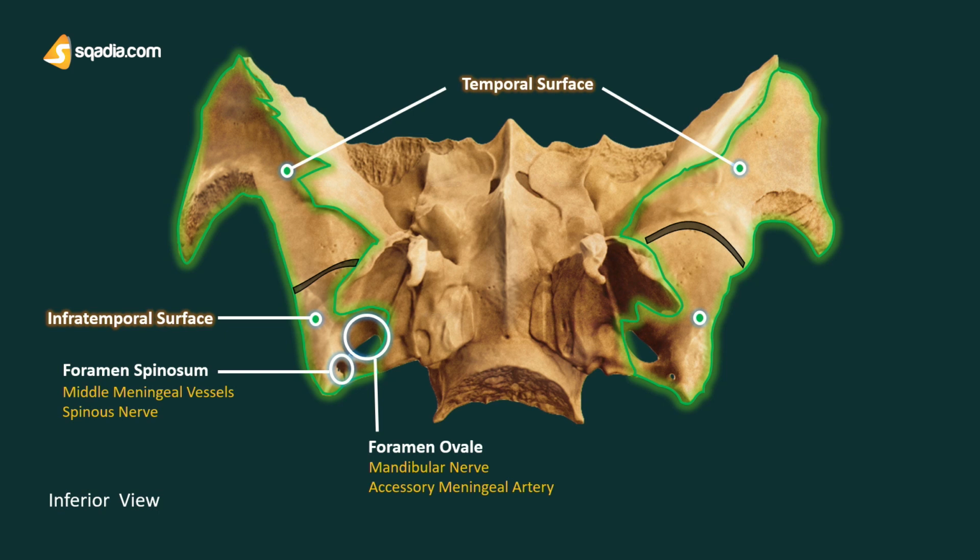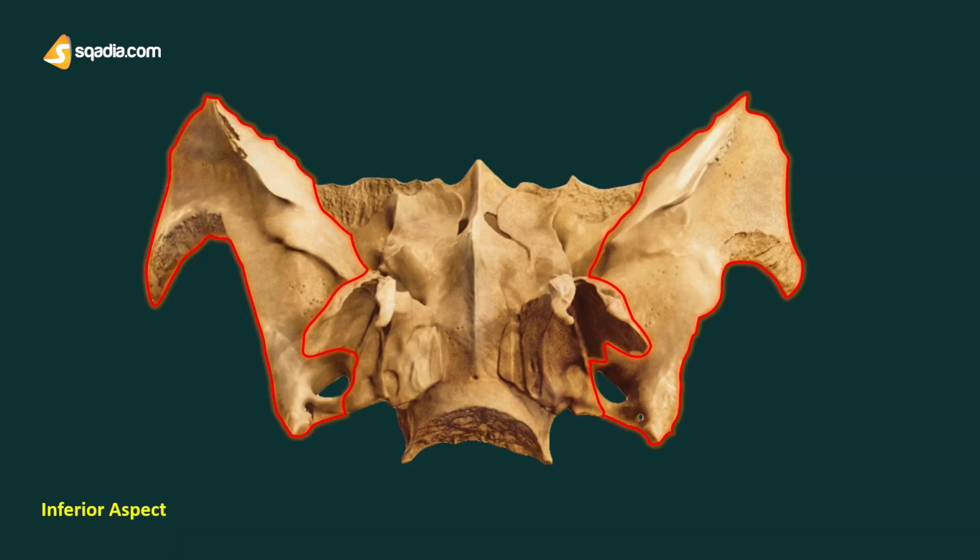Now we'll move forward towards the orbital surface of the sphenoid bone. The orbital surface of the greater wing is smooth and quadrilateral in shape, and it is directed forward and medially, and it also forms the posterior part of the lateral wall of the orbit.